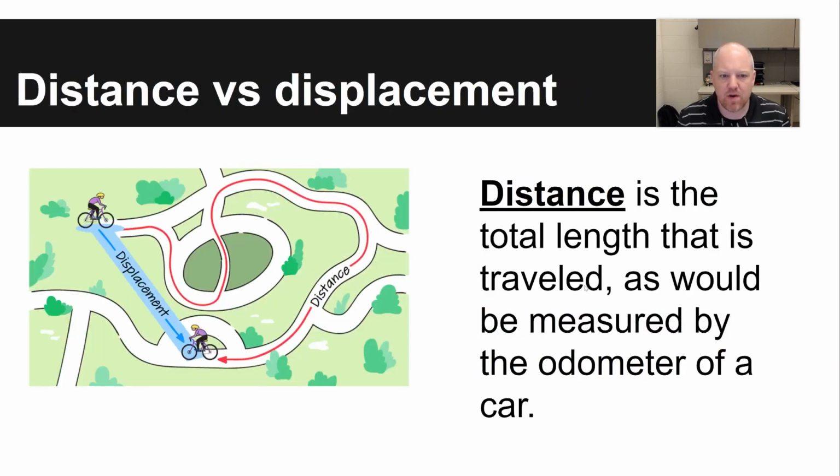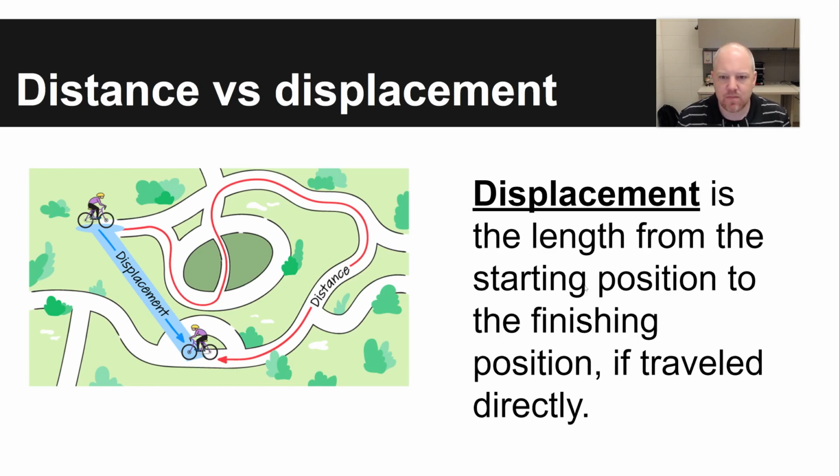So first off, what is distance? What is displacement? This picture shows pretty well the two concepts. Distance, it says here, is the total length that is traveled, as would be measured by an odometer of a car or a pedometer if you're tracking steps on your phone. And so you can see in red here, the distance that this biker travels is every step that's taken along the way. It'd be measured in meters.